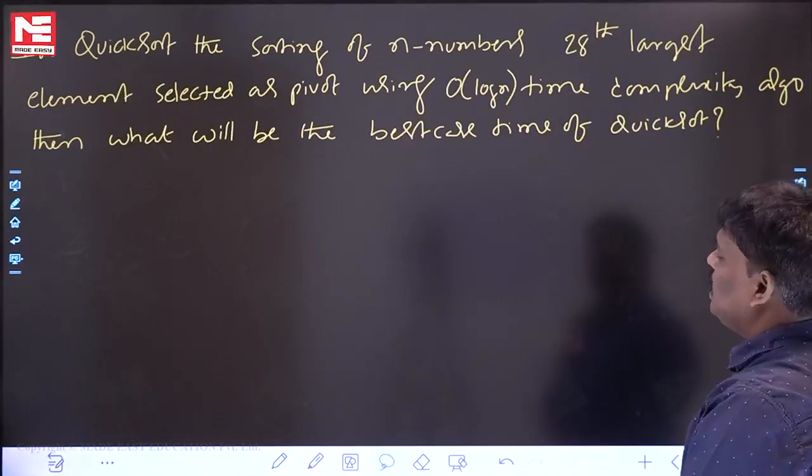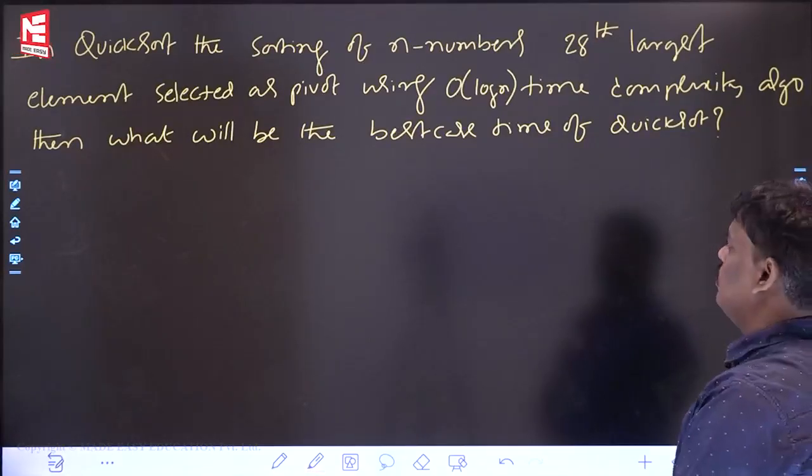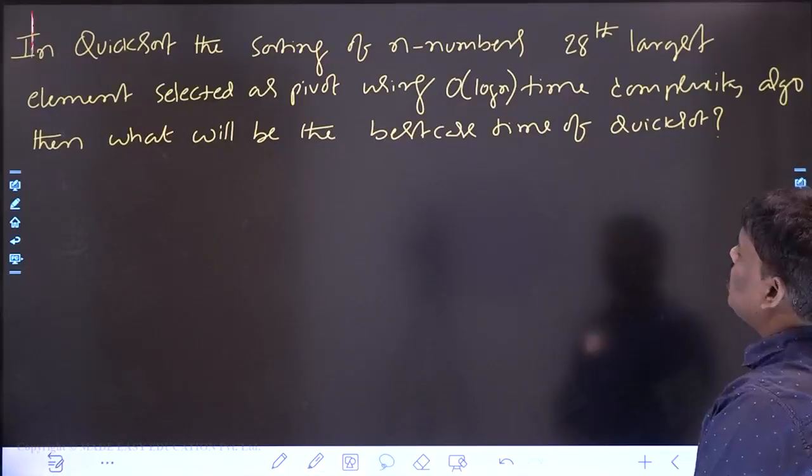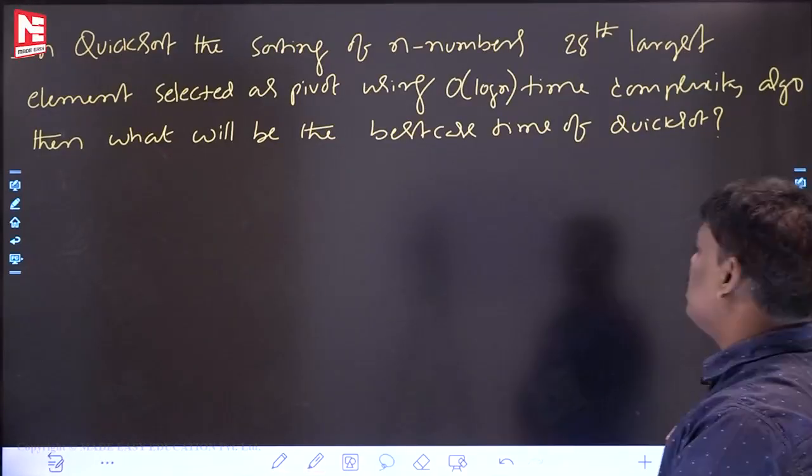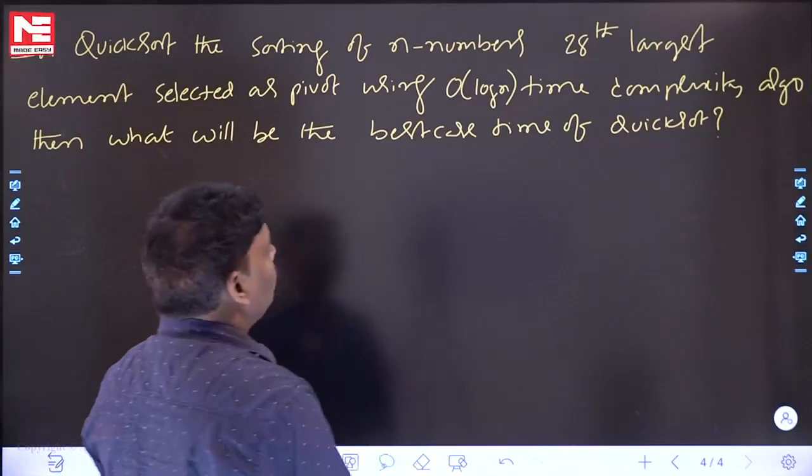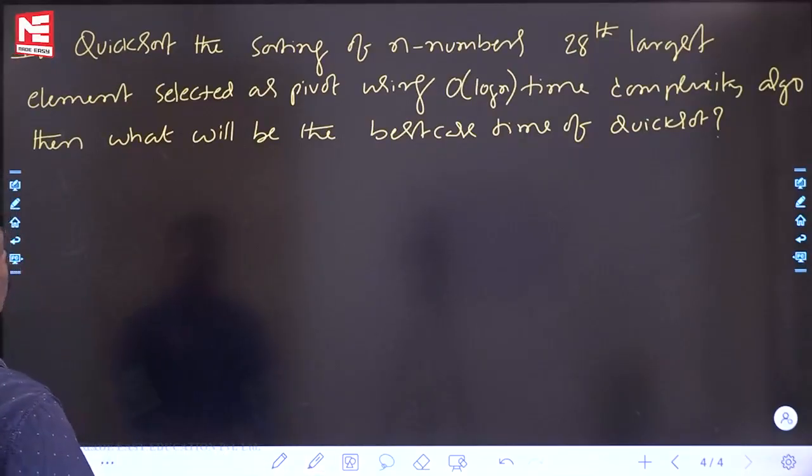It's something else. Here the question belongs to quicksort. Think about quicksort only. In quicksort, for sorting n numbers, the 28th largest element is selected as a pivot using an order of log n time complexity algorithm. Then what will be the best case time complexity of quicksort?